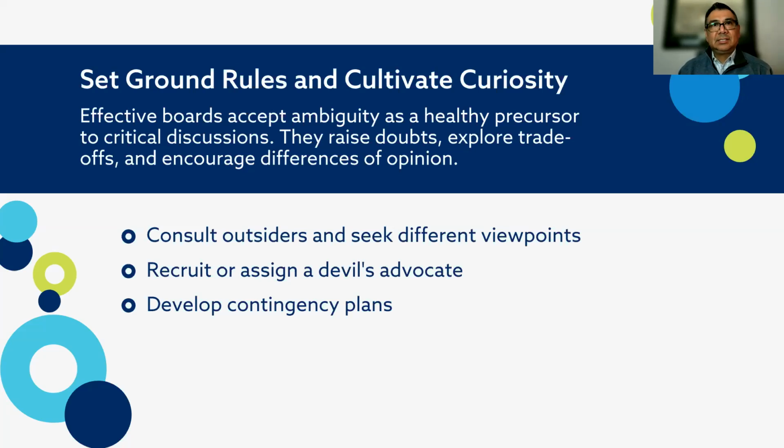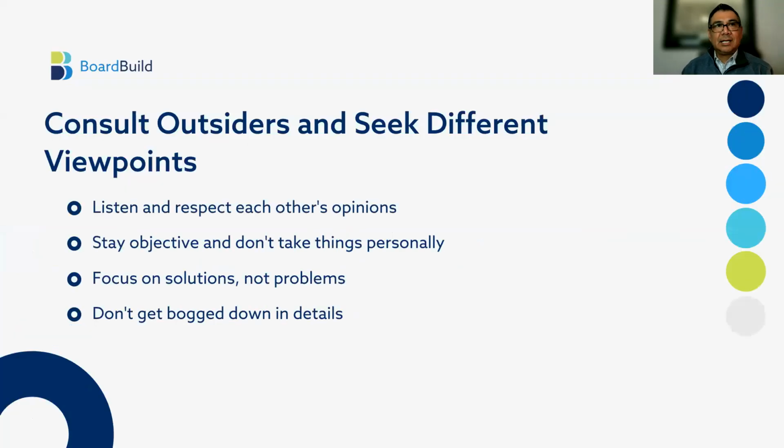So let's talk about: consult outsiders and seek different viewpoints, recruit and assign a devil's advocate, which can be a little bit hairy sometimes, but believe me when I tell you, most of the time you come out of there with some great solutions. And develop a contingency plan. Again, when we live in a world where we're pivoting so much, we're basically spinning in circles, these contingency plans come in handy. So let's go to the next slide.